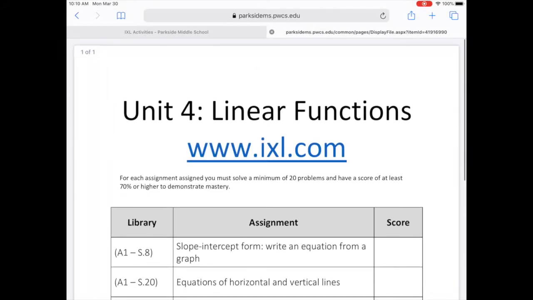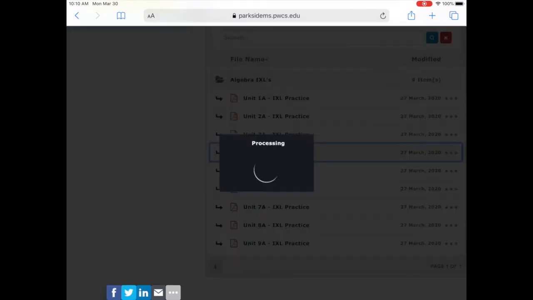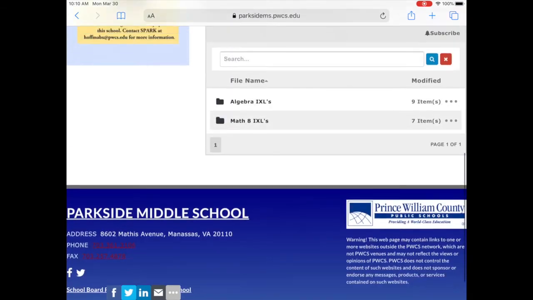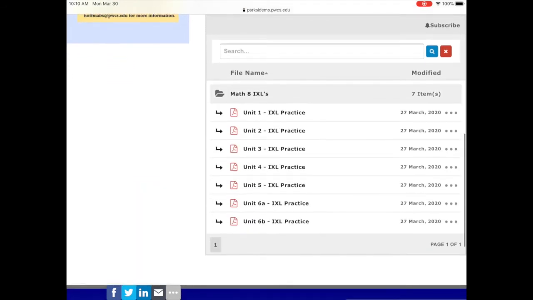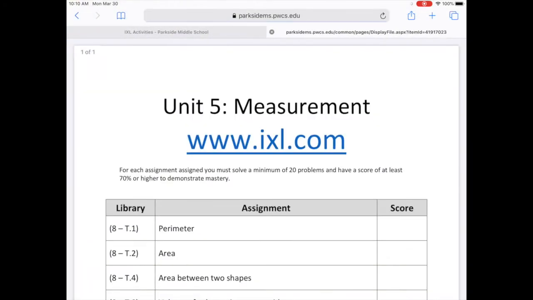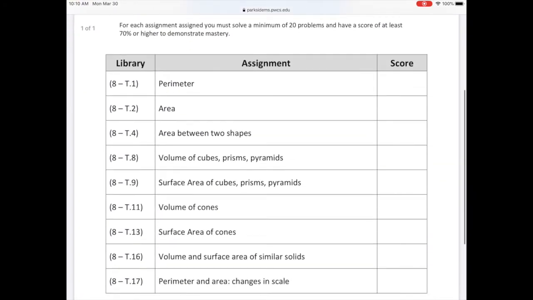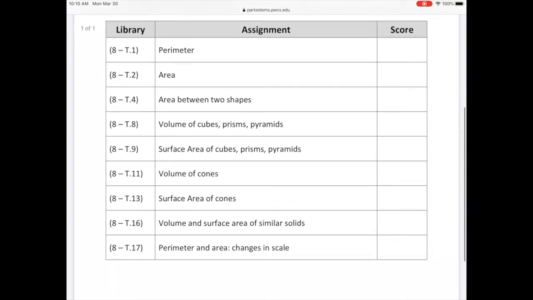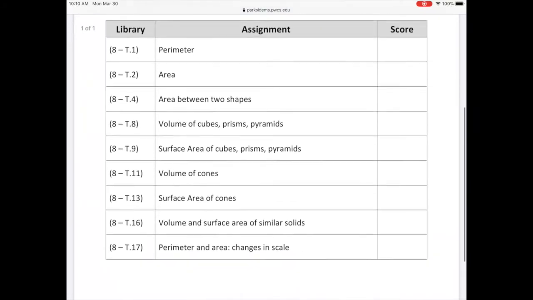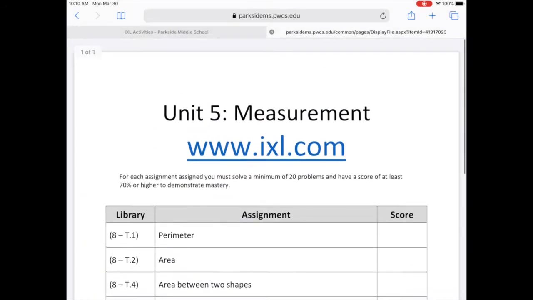Unless it's Math 8, those specific IXLs that I told you about, these are not for grades. Okay, it's just for you to keep track of your progress. So Math 8, for example, if you wanted some practice on Unit 5, which was the perimeter, area, surface area, and volume, there you go, you can do those, okay? You see over where library it says 8, so you're going to go to 8th grade, and then these IXLs are all in the T section.